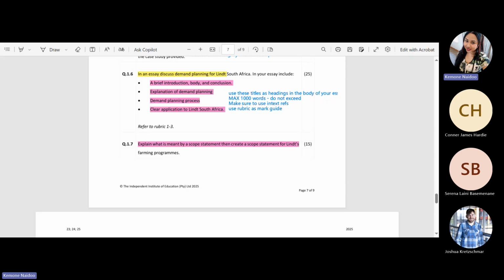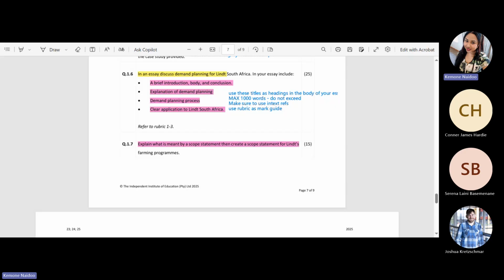And then lastly, again, this can be a title. You don't have to say clear application to Lint. You can just say application to Lint South Africa, okay, as a title. Make your titles bold, underline them so that we know that it is a title, okay? And then your application to Lint is basically going to be you applying demand planning to Lint.